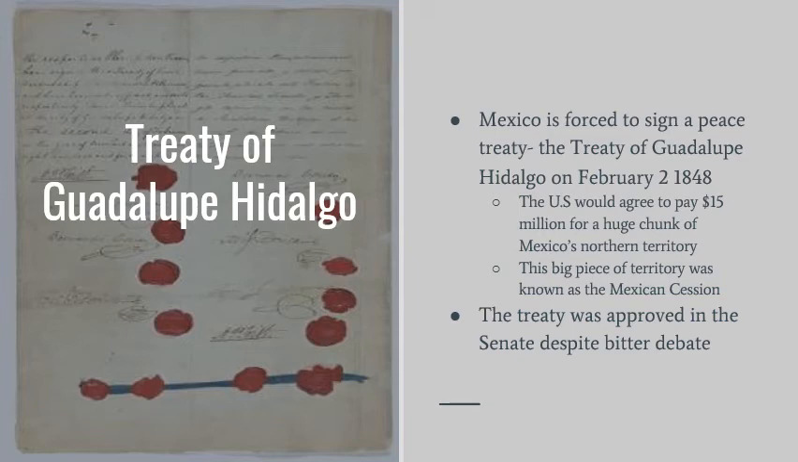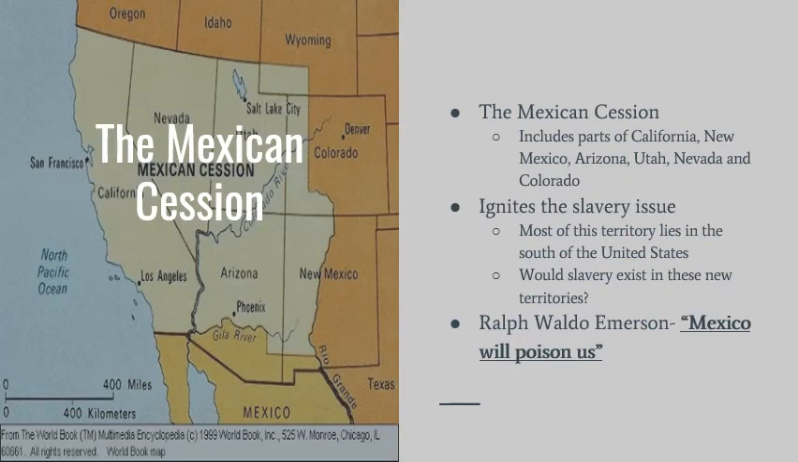The treaty was approved in the Senate despite a bitter debate between Whigs who disapproved of the war and even threatened to cut off supplies to U.S. forces in Mexico, and expansionists in the South who clamored for all of Mexico, not just the Mexican Cession. The Mexican Cession includes a huge chunk of the United States, including New Mexico, Arizona, Utah, Nevada, Colorado, and most importantly, the very rich and fertile area of California.